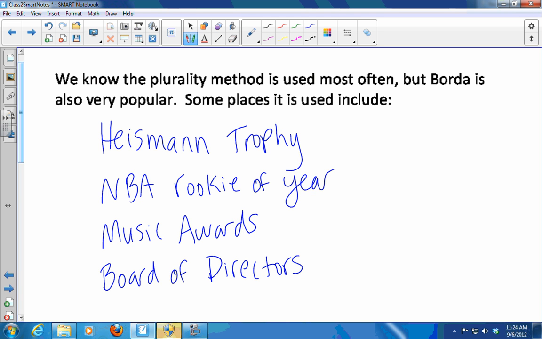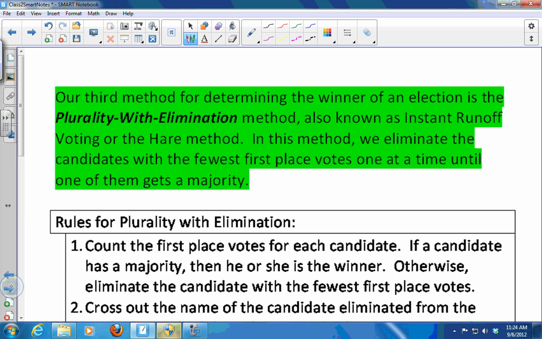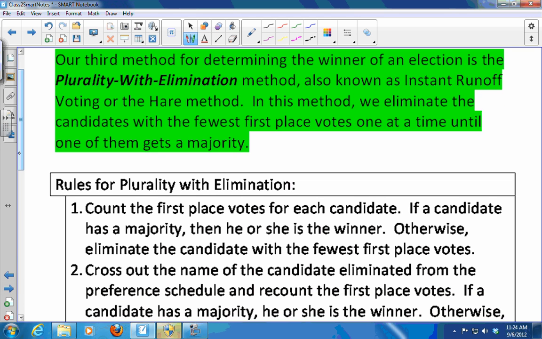So this is actually a quite popular method, just not as visible as the plurality method. Okay, so we're going to learn one more method today. Third total. It is called plurality with elimination. It's also known as instant runoff voting. So if you ever see that in the news, this is what they're talking about. Or the Hare method, it's also called.